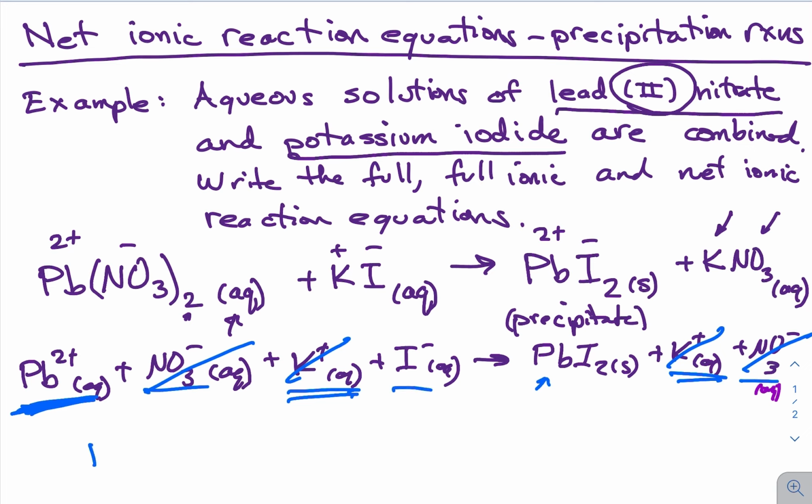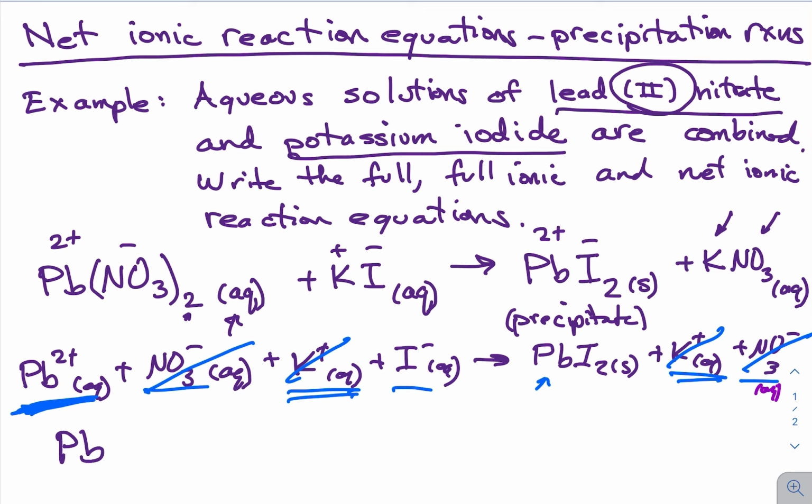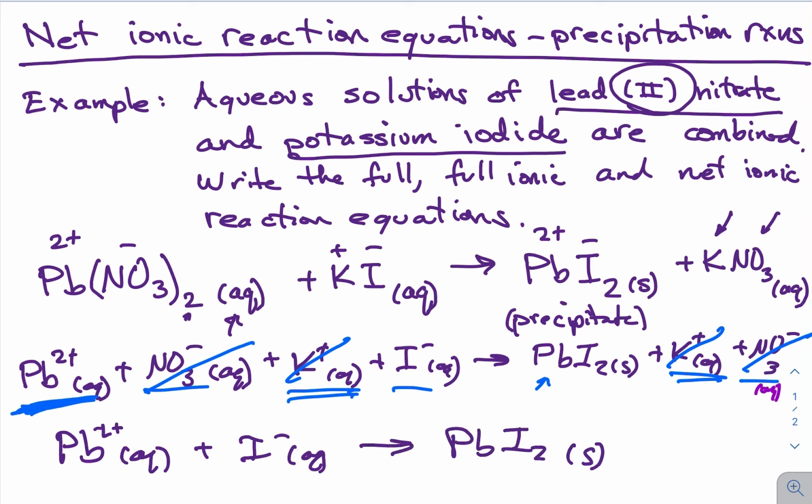So now we just bring down what we have left. We're going to bring down our Pb2 plus and our iodide. And that's going to still have our lead iodide on the product side. And that's it. That's the net ionic reaction equation. A lot of times you're going to be asked to balance the net ionic reaction equation, which is pretty straightforward. We just put a 2 out in front of the iodide, and we're done.